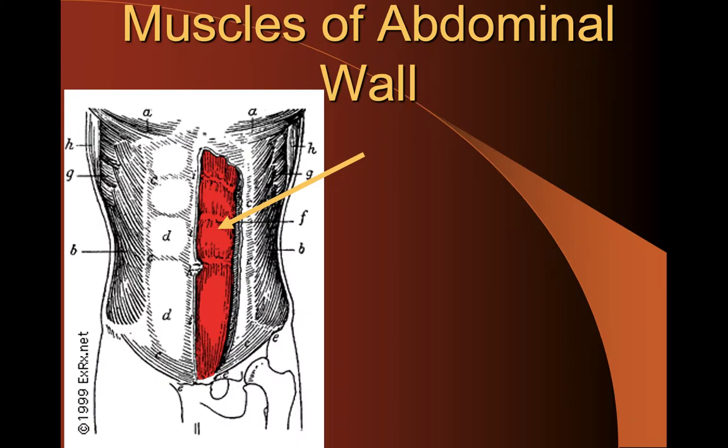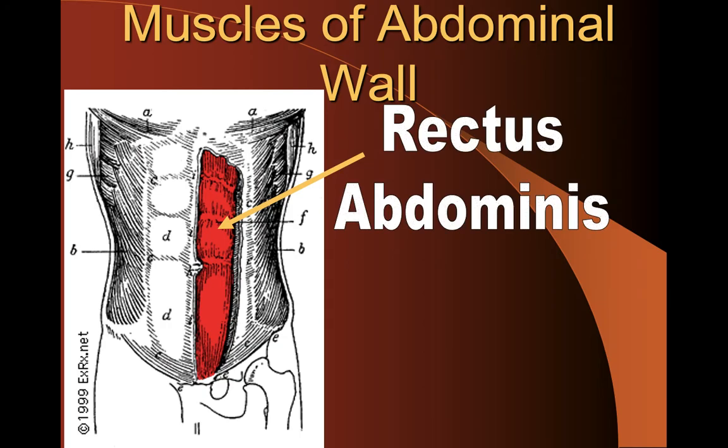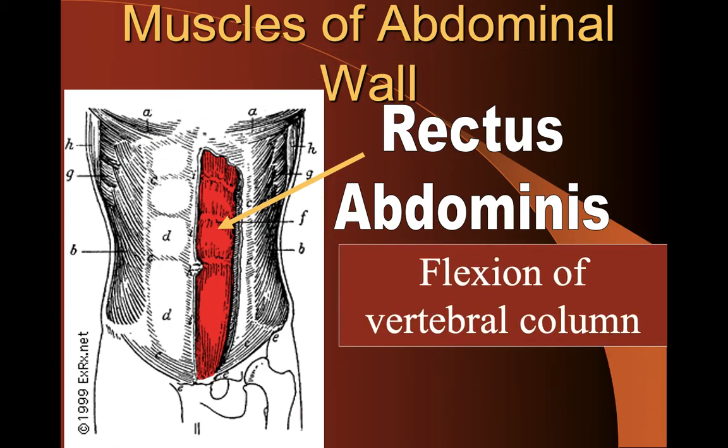Muscles of the abdominal wall, the six-pack. It's really an eight-pack. It's called the rectus abdominis, the straight up and down muscle of the abdomen. This allows you to flex your vertebral column. So bending over, bowing, is because of the rectus abdominis. Obviously, we work it out by doing crunches and sit-ups.